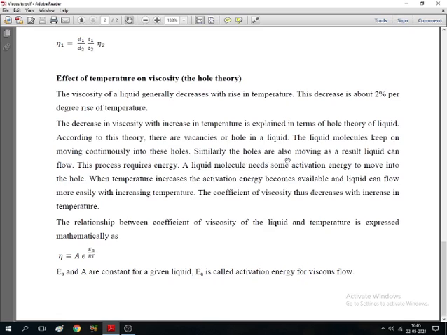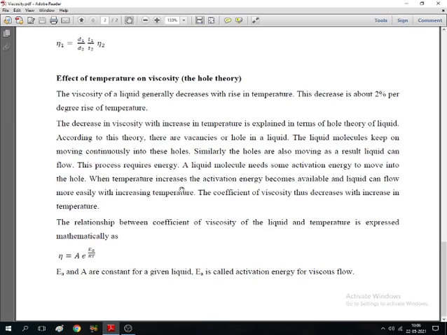Similarly the holes are also moving as a result of the liquid flowing. म्हणजे काय होणार, लिक्विड जिथं फ्लो होत आहे त्याच्या पुढे होल तयार होतं, त्या होलमध्ये लिक्विड आला, होल भरला की पुन्हा दुसरं होल तयार होतं, पुन्हा लिक्विड त्याच्यात जातं. म्हणजे ही प्रोसेस कंटिन्यू होते आणि अशा पद्धतीने लिक्विड पुढे सरकत जातं.